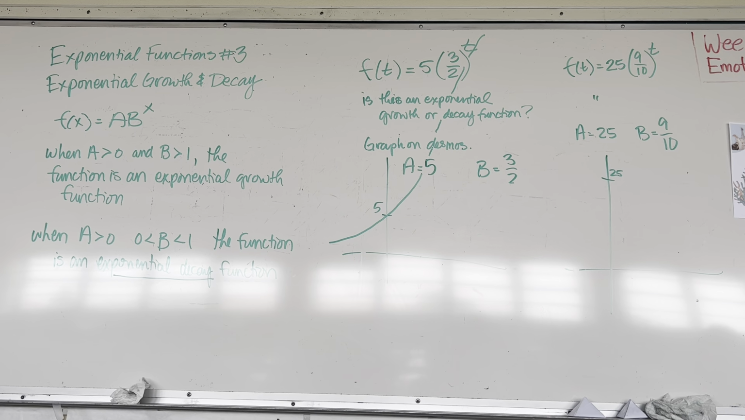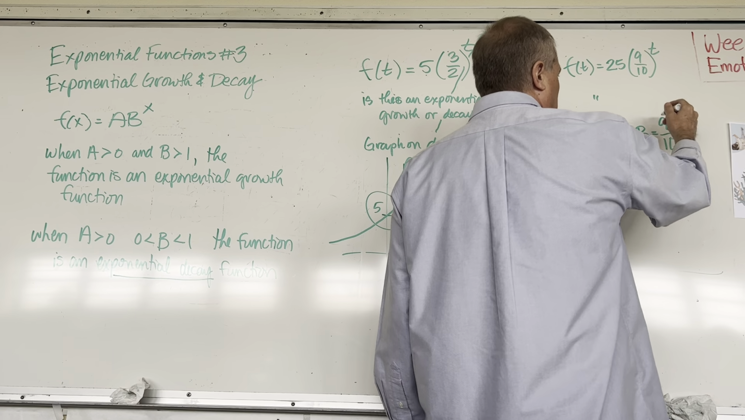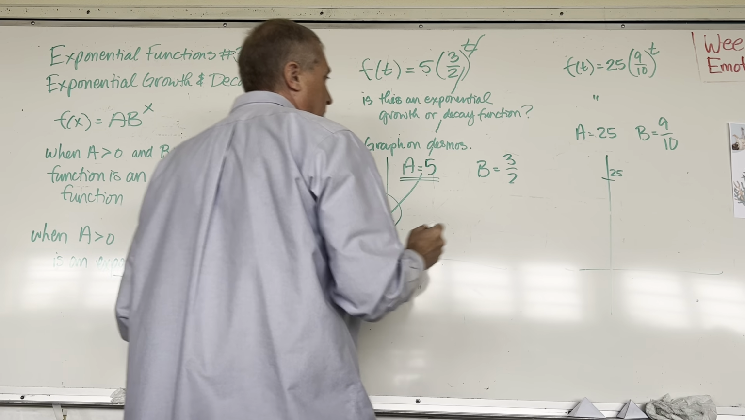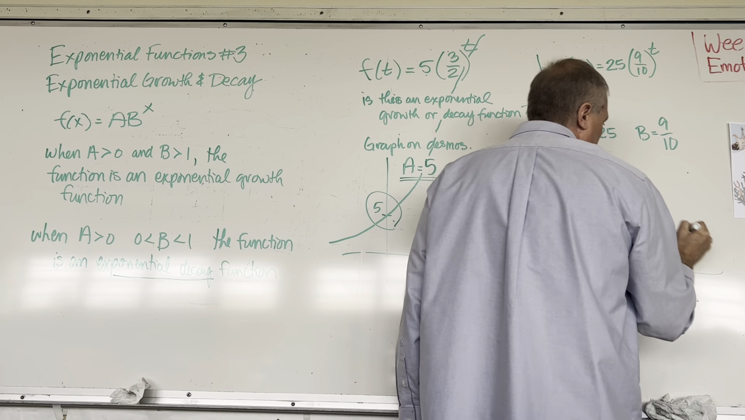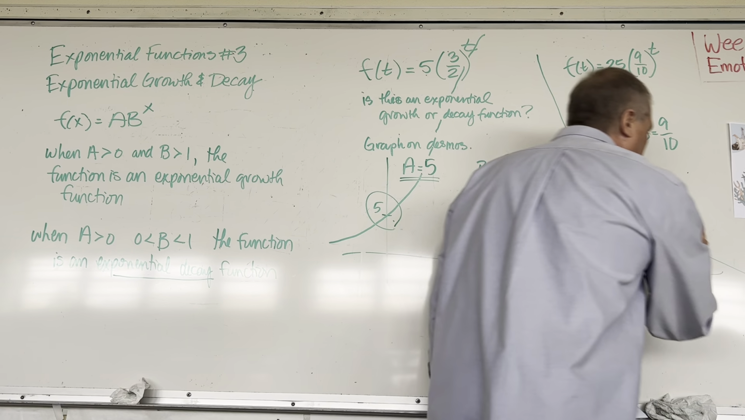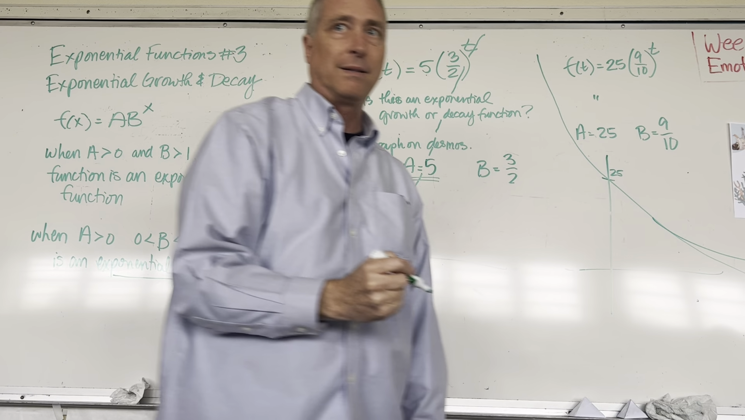What number does it cross on the y-axis? 25. Do you see a pattern of where it's crossing the y? See the 5 here? Notice what it matches up with. The A. The A in this case, 25. And we can predict because 9/10 is between 0 and 1. It's a decay function, so it's going to come down like this. Something like that. Kind of flattens out.